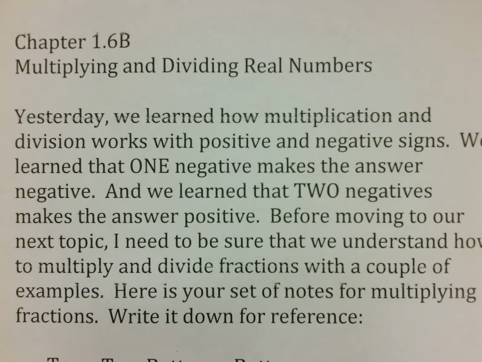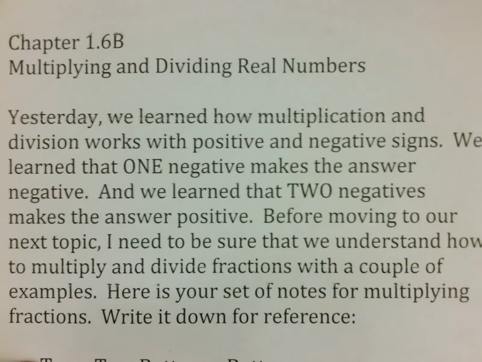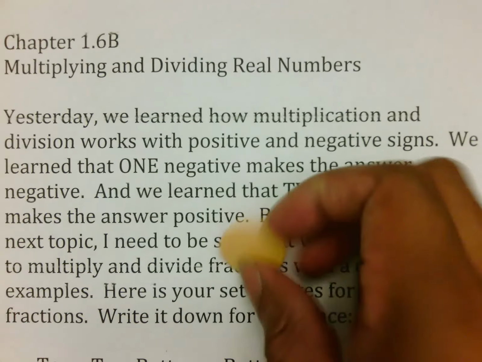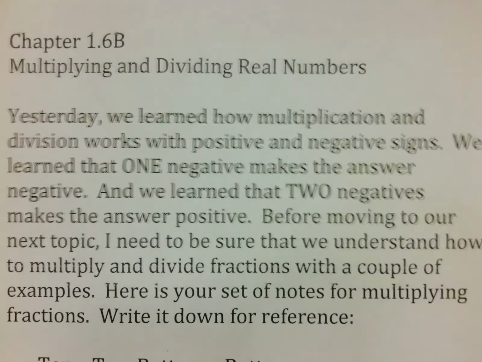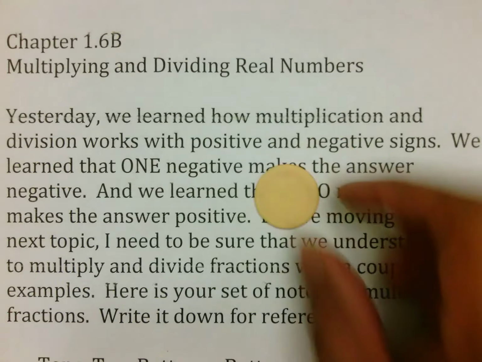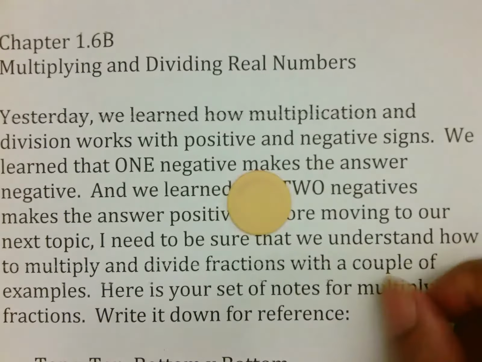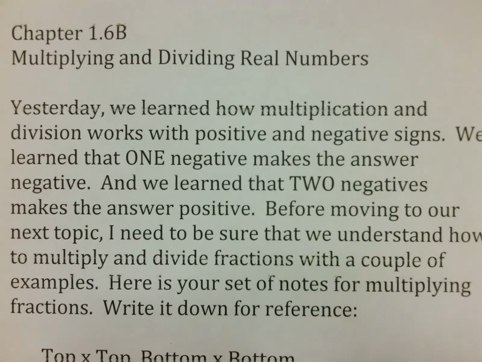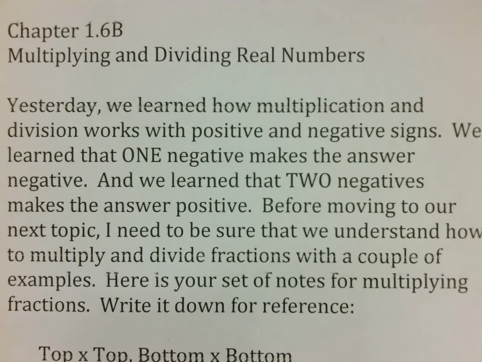So yesterday we learned how multiplication and division works with positive signs and negative signs. We learned that one negative makes the answer negative, because this thing here flips over to be negative. We also learned that whenever you have two negatives, this thing gets flipped twice, which of course makes it positive. So again, the overall idea in multiplication and division is that one negative makes it negative, two negatives makes it positive. If that's all you really learned yesterday, you're in decent shape in terms of how the algebra works.